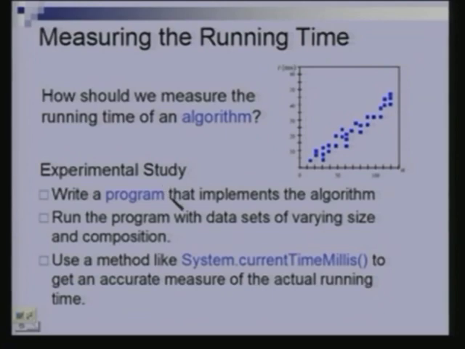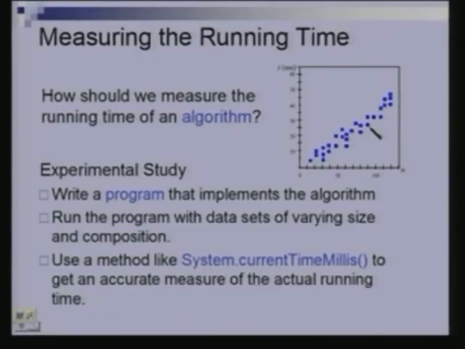You run the program with varying data sets, some smaller, some larger, some of one kind, some of a different kind, so varying composition. And then you clock the time that the program takes. Clocking does not mean that you sit down with a stopwatch. You would perhaps just use a system utility like the system current time in milliseconds to clock the time that the program takes, and from that you try and figure out how good your algorithm is. That is what one would call an experimental study of the algorithm.